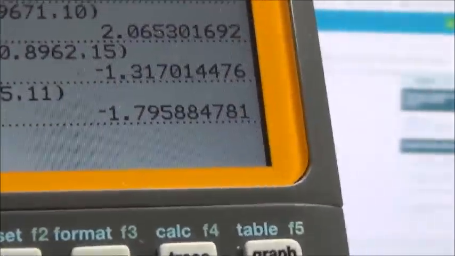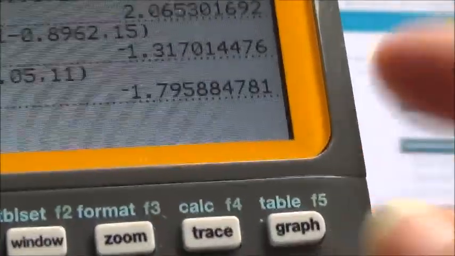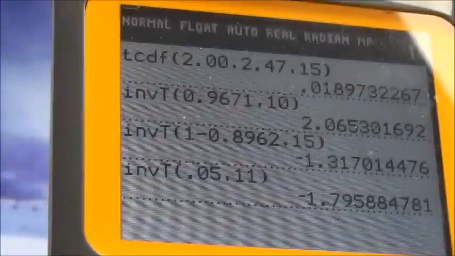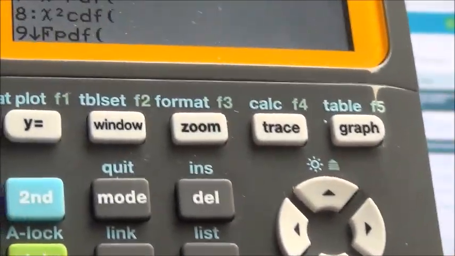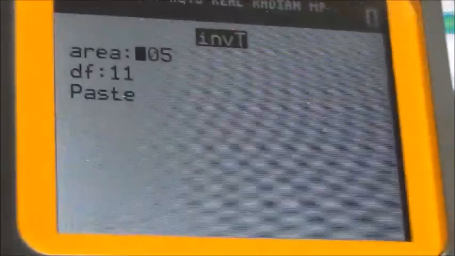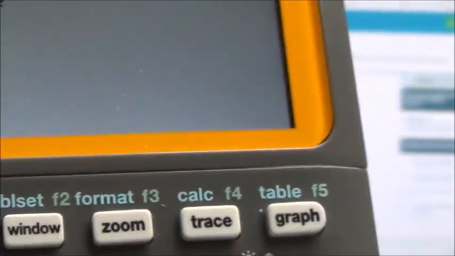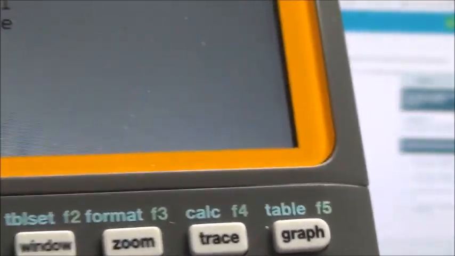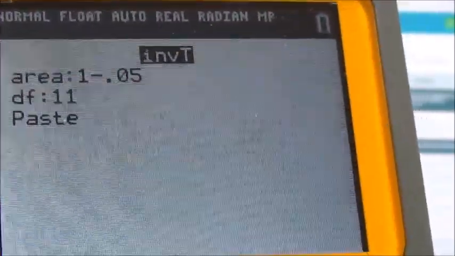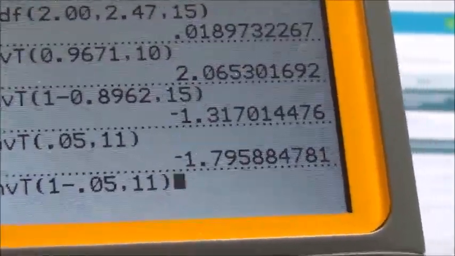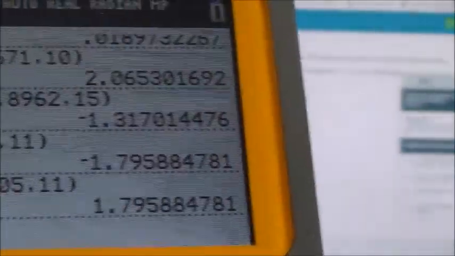1.796. Negative 1.796. Now, if I do my area to the right, I'm going to do the inverse t again. So second function, the distribution menu, number 4 to get the inverse t. And here I would do 1 minus 0.05. You could just use 0.95 if you already subtracted it. Again, my degree of freedom is 11, and when I paste that in, you'll notice I end up with the positive answer instead of the negative answer.